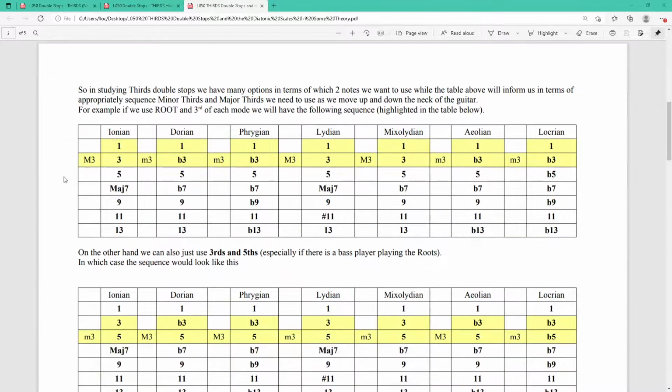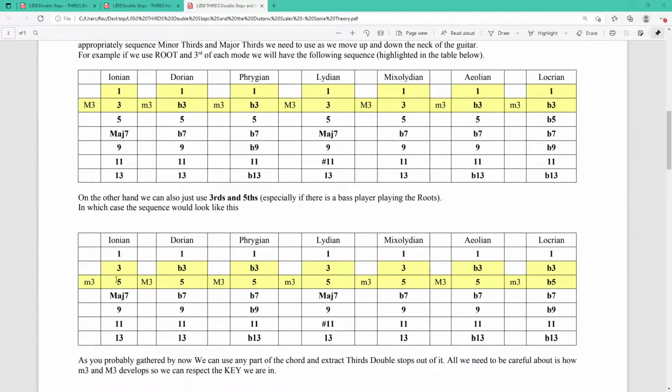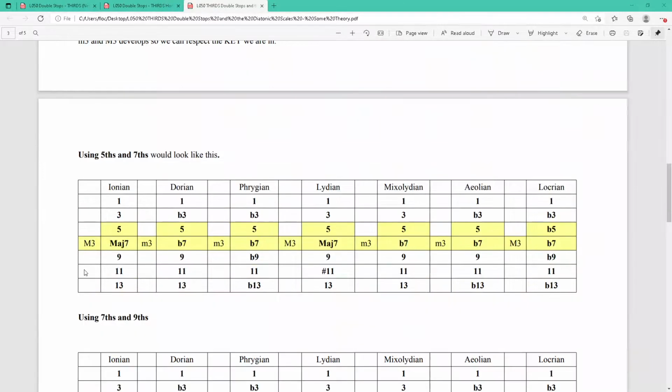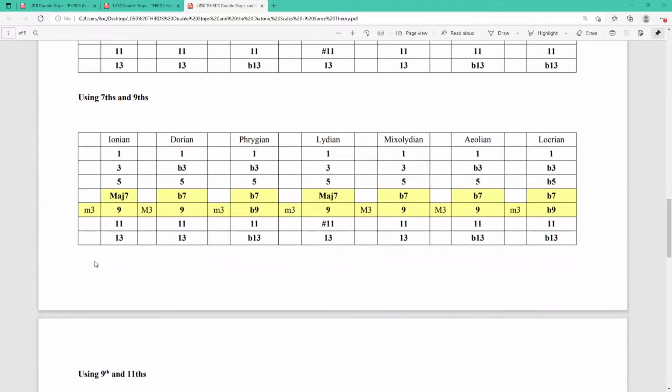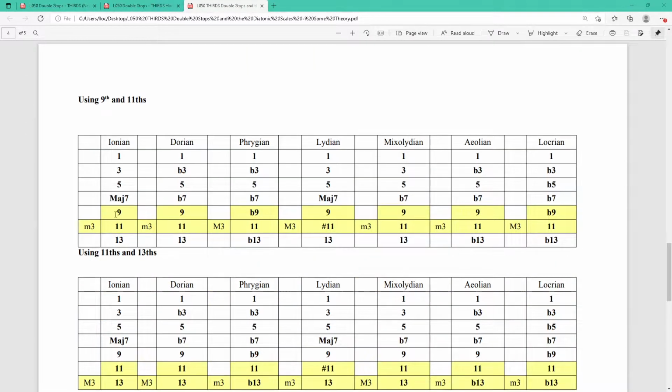But do we necessarily have to use root and third? Of course not. We can use third and fifth because the intervals, as you can see, are still all thirds. In this case, the sequence would go minor, major, major, minor, minor, major, minor. And I can keep going because we can use fifth and seventh, and we can use seventh and ninth, and we can use ninth and eleventh. And it's always an interval of thirds.